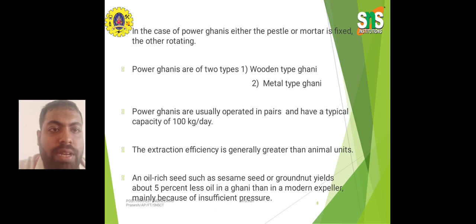In the case of power ghanis, either the pestle or mortar is fixed and the other is rotating. Power ghanis are of two types, wooden type ghanis and metal type ghanis. Power ghanis are usually operated in pairs and have a typical capacity of 100 kg per day. The extraction efficiency is generally greater than animal units. An oil-rich seed such as sesame seed or groundnut yields about 5% less oil in a ghani than in a model expeller because of the insufficient pressure.